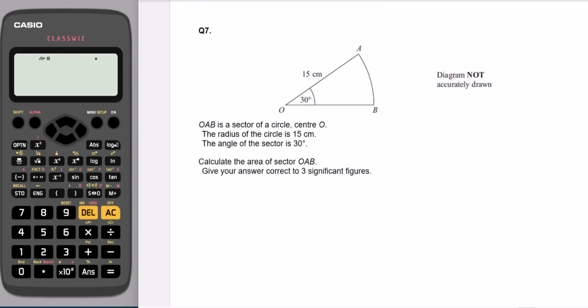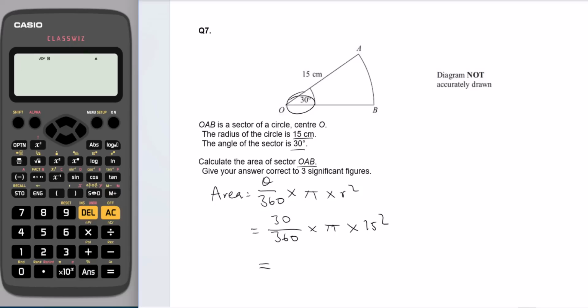Next, question 7. OAB is a sector of a circle, center O. The radius of the circle is 15 centimeters. The angle of the sector is 30 degrees. Calculate the area of the sector OAB. Give your answer correct to 3 significant figures. So the formula is area equals theta over 360 times pi times radius squared. So the angle is 30 over 360, because that's 30 degrees, times pi times radius squared, which is 15 squared. Pretty straightforward question. We do need to round the answer at the end.